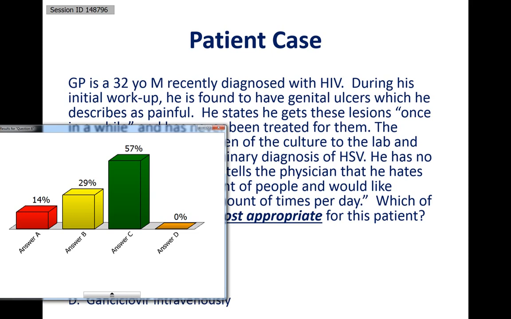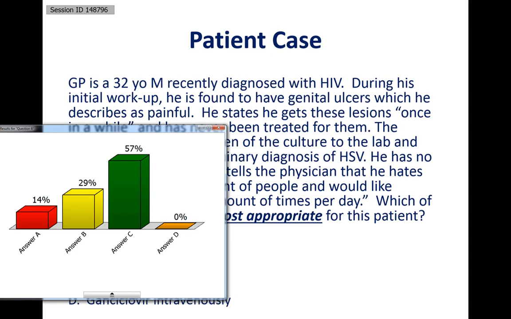Any questions? Yeah. So we'd be treating this, is this the first clinical episode? So he states that he gets these lesions once in a while. So you would want to treat it as a first time because this is the first time he has presented. First of all, asking him if he's ever been treated for those once in a while cases is important. If he has, we can treat him as episodic.